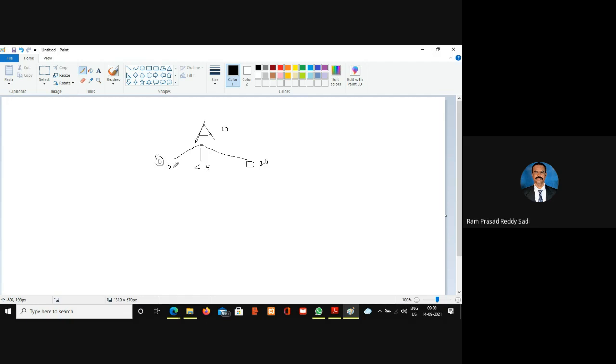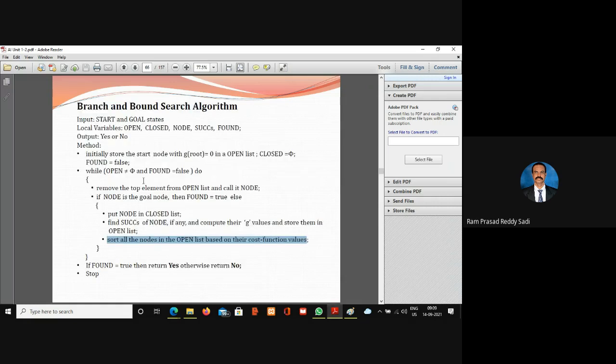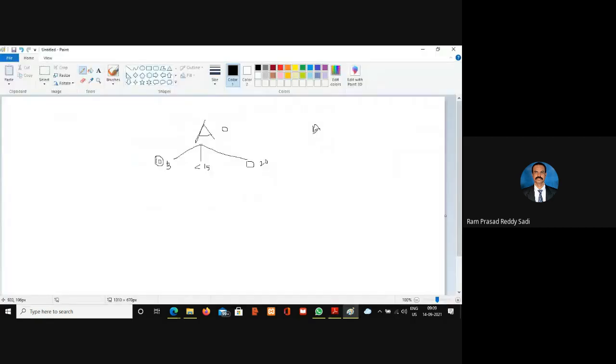While expanding this node, you will initially place A into the closed list. A will be passed into the closed list. That's according to the algorithm. You have the algorithm: remove the top element from this, call it node. If node is the goal node, this is not the goal node. So you put that node into the closed list and then find the successors. You have found the successors. Now this closed list is going to contain A. That's how you have to understand.